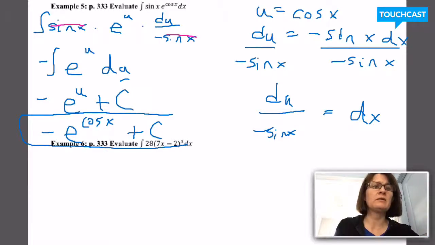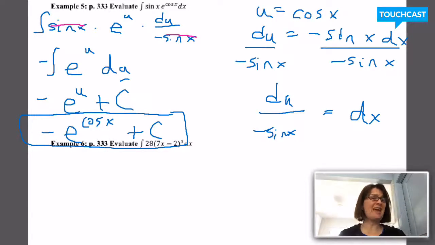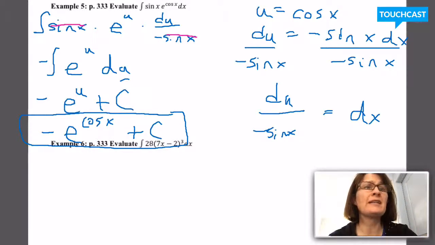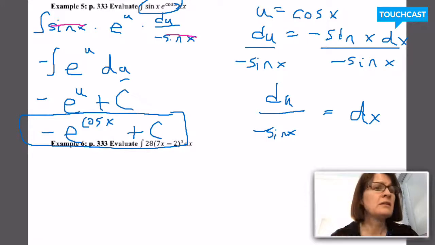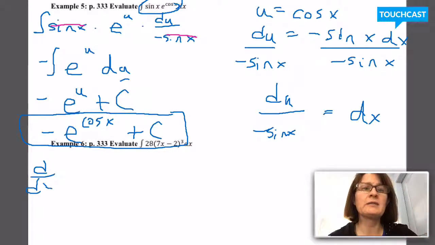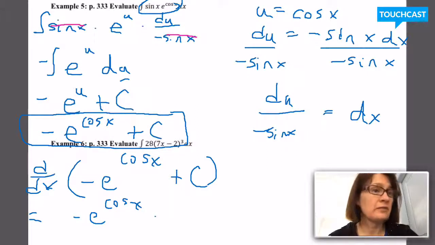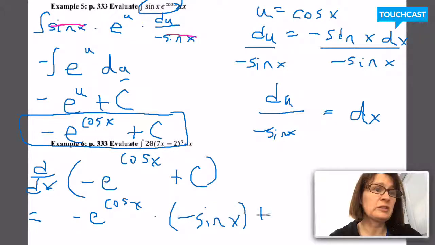That's my final answer. Remember, I can check the answer to any indefinite integral problem by taking the derivative of my answer and making sure I end up with whatever my original integrand was. So let's do that. The derivative with respect to x of the opposite of e to the cosine of x plus a constant is negative e to the cosine of x times the derivative of that exponent, which is the opposite of sine of x, plus the derivative of c, which is just going to be 0.